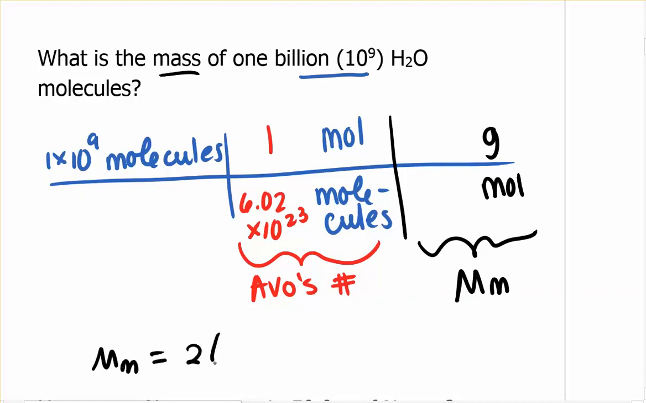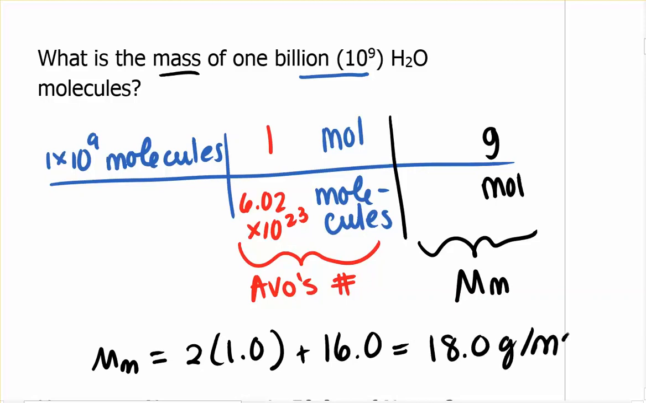There's 2 hydrogens and they're 1.0 each, plus there's 1 oxygen, 16. That gives me 18 grams per mole. Again, when I use the molar mass, the number stays with the grams, so 18 grams per 1 mole. And then I get my answer.